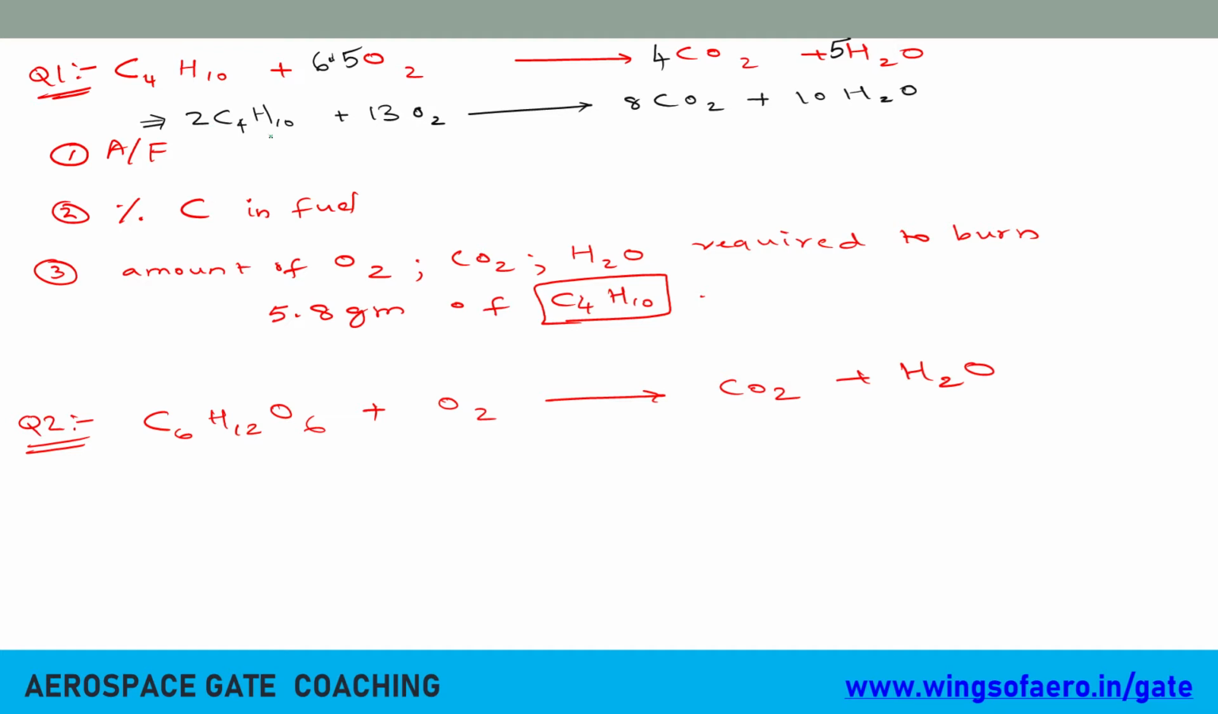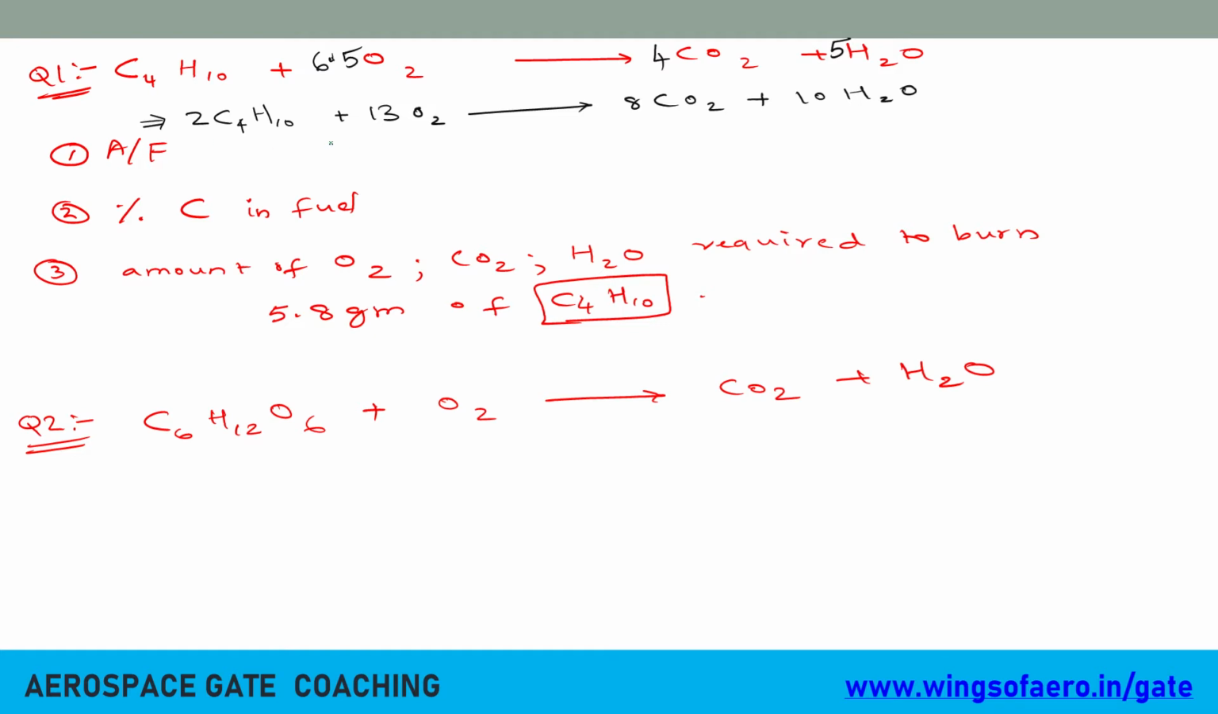See, we are having 8 carbon here. How many H do we have? We are having 20 H. How many oxygen are we having? Now 26, so we are getting 16 plus 10, 26. Fine. So now this equation is completely balanced.